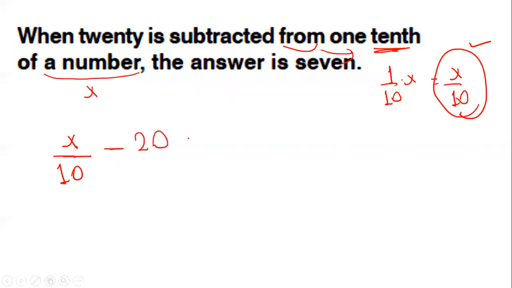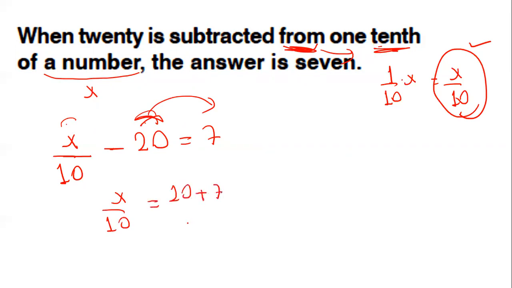If it was written with something like "by," it is totally different. It is written "from." Whatever is saying "from" will be this side, left side, and the other number right side, this side. Okay, the answer is 7. So then you will take this one to the other side as addition. x over 10 equals 20 plus 7, which is going to be x over 10 equals 27.